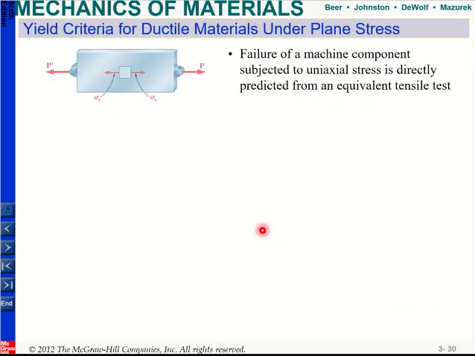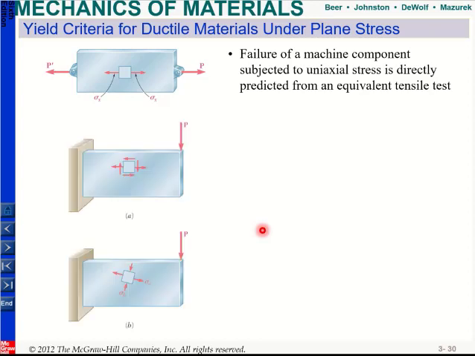Another thing that we need to consider is that we need to determine when these materials fail. Sometimes these materials will undergo very simple loading, so under tension you will just have one stress, but other times they will undergo very complicated stresses.